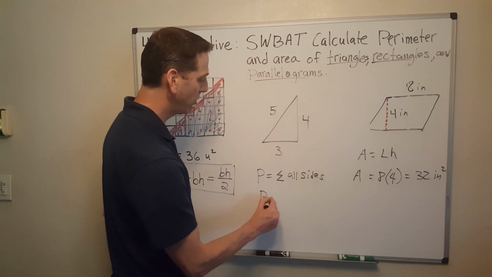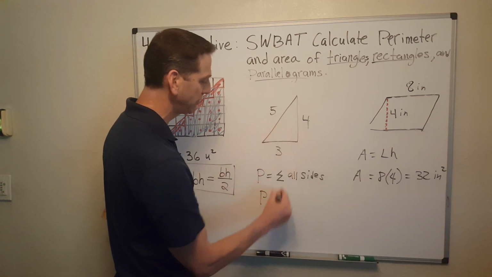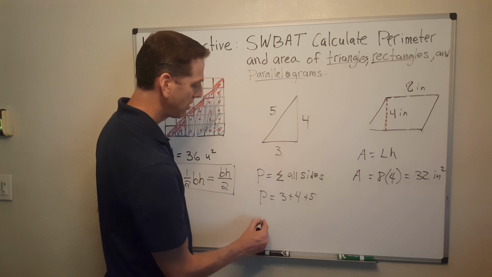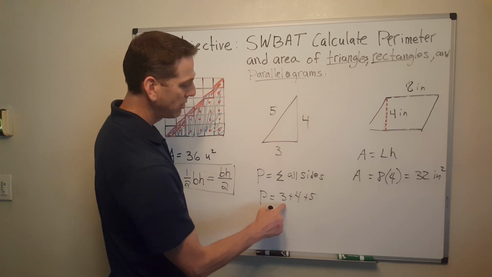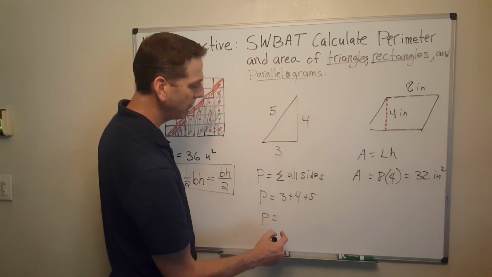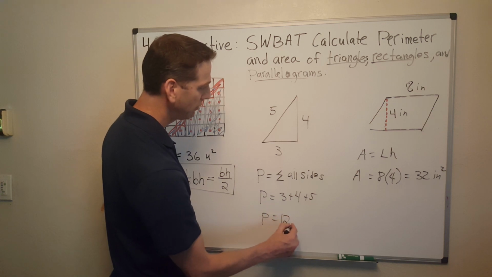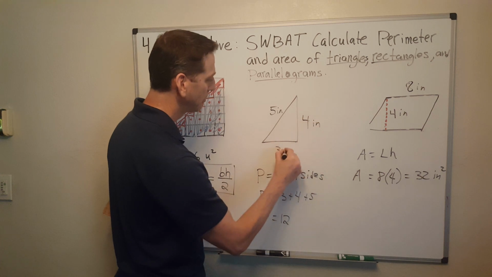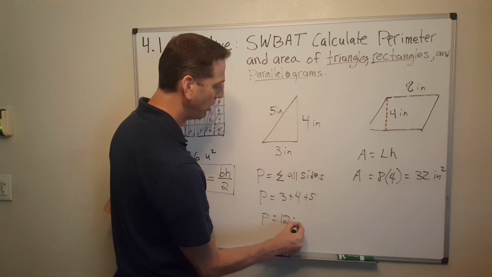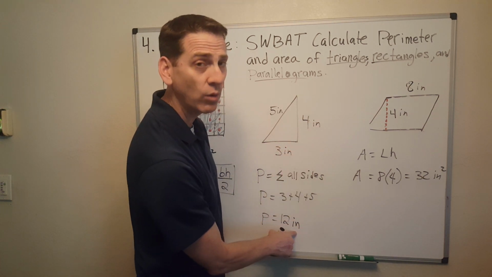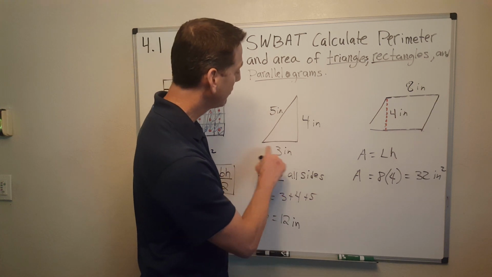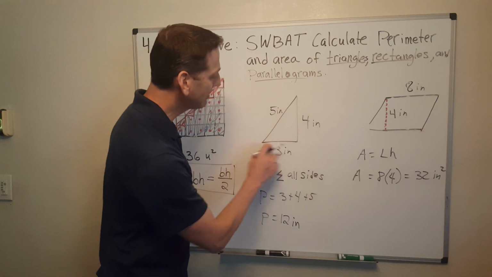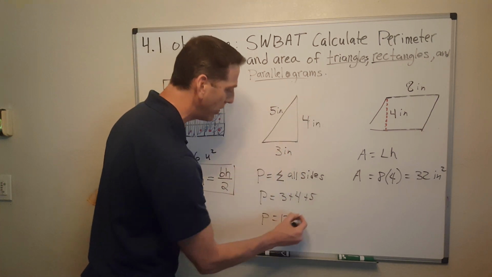So you get perimeter equals 3 plus 4 plus 5. And what do you get? 3 and 4 is 7, 7 and 5 is 12. Let's just say those are in inches. So it'd be 12 inches. By the way, not inches squared, right? These are measurements of length. Just 12 inches. That's how long this triangle is all the way around.